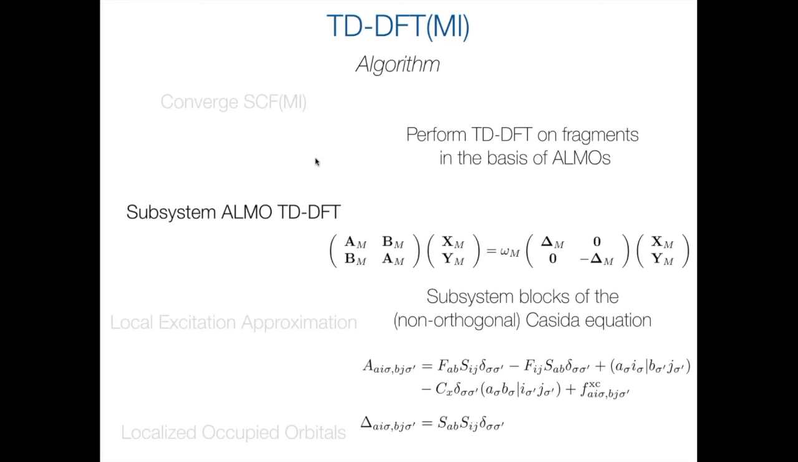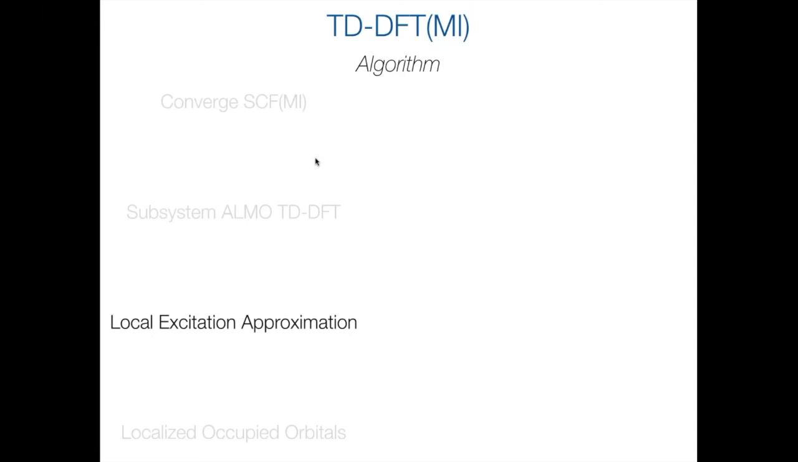And again, since they are non-orthogonal, we need a non-orthogonal version of the Casida equation, and it looks a lot like the orthogonal version. We pick up a few factors of the overlap matrix down on the bottom. The local excitation approximation is really the exciton part of this theory. We approximate the density response of the system as a linear combination of response terms originating from different fragments. The U coefficients in this equation are analogous to the K coefficients that we saw in the AIFDEM.